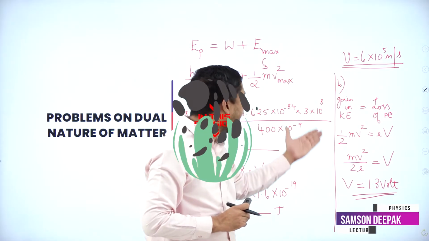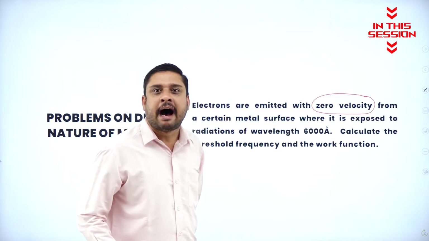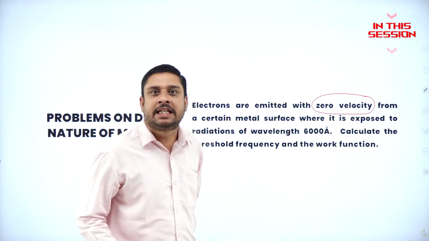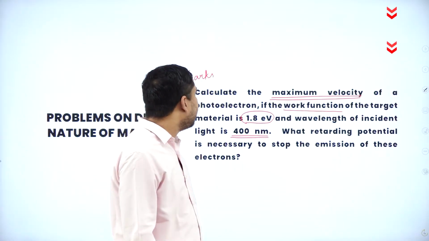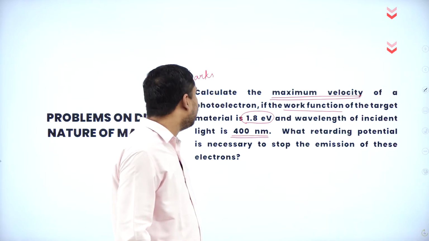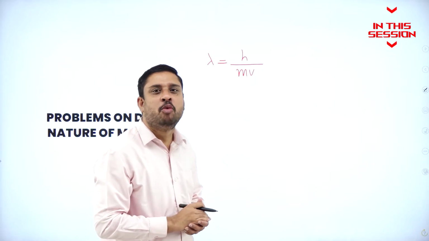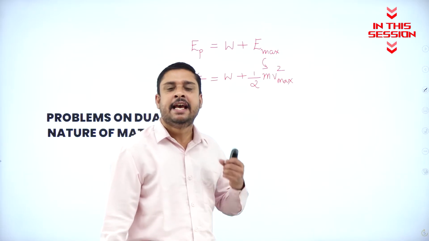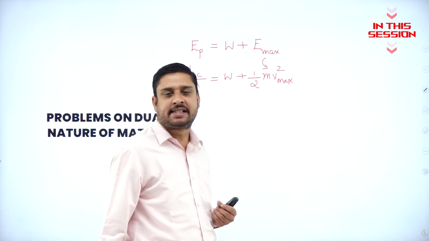So velocity is calculated, stopping potential. Electrons are coming out with zero velocity and wavelength of incident light is 400 nanometer. What is that m into v? Momentum of the moving particle. Maximum kinetic energy is associated with maximum velocity.